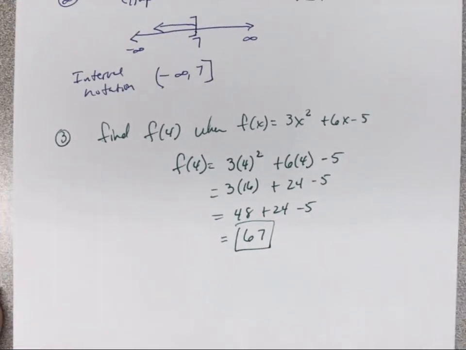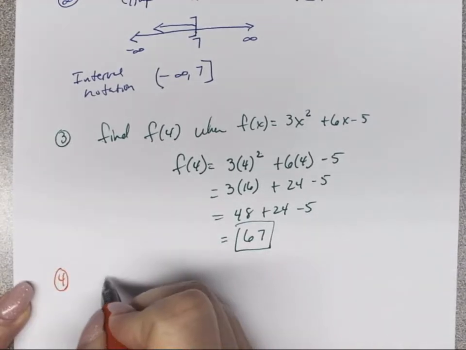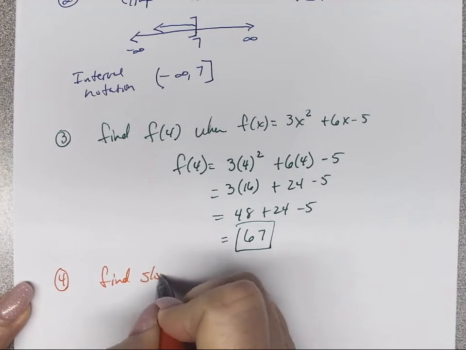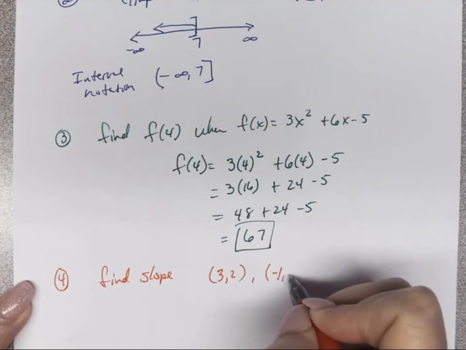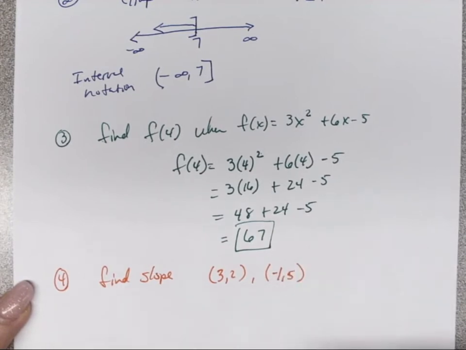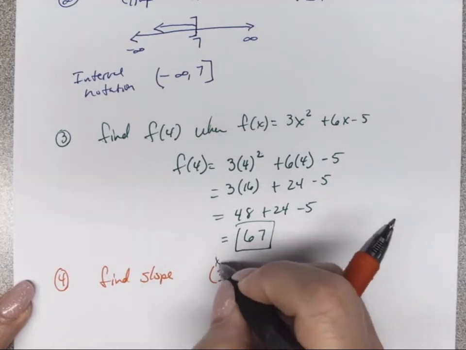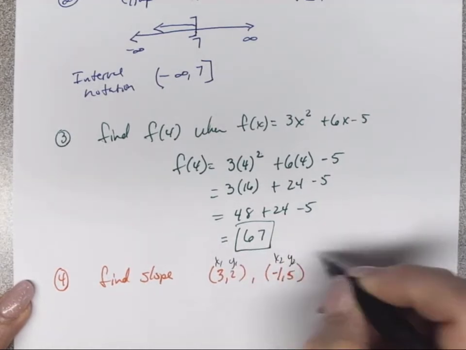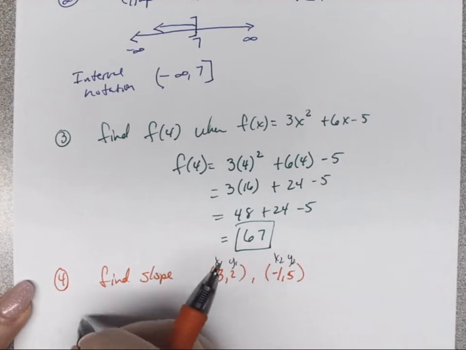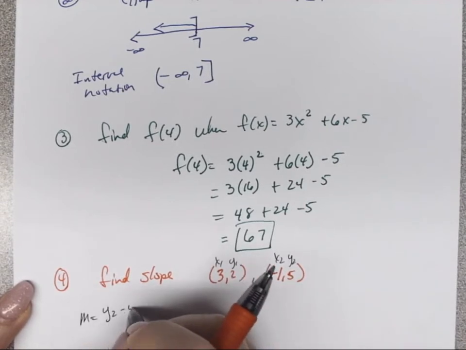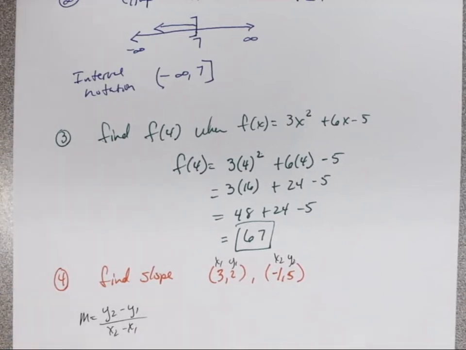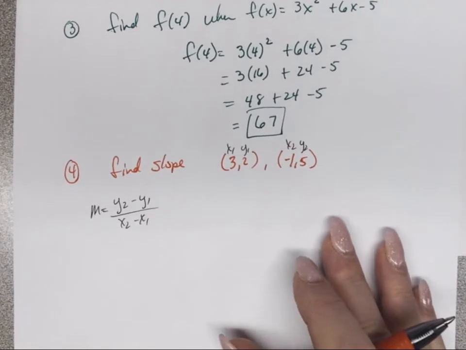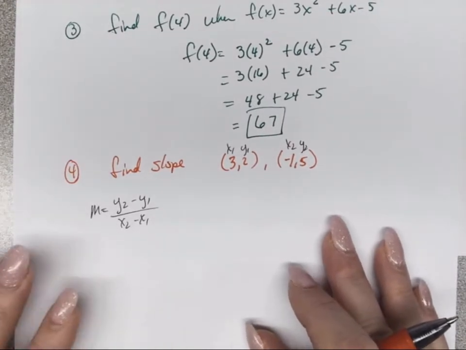All right, our next question, number 4, we are going to find the slope, given the 2 points that we have. So if you remember from class, I'm going to tell you to always label x1, y1, x2, y2. Remember the formula is m is equal to y sub 2 minus y sub 1 over x sub 2 minus x sub 1. It does not matter which point you choose as the first point and which is the second point. That won't matter at all.